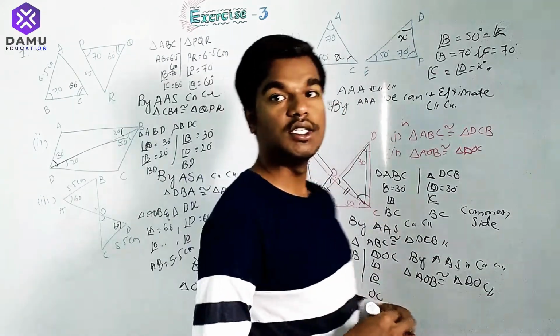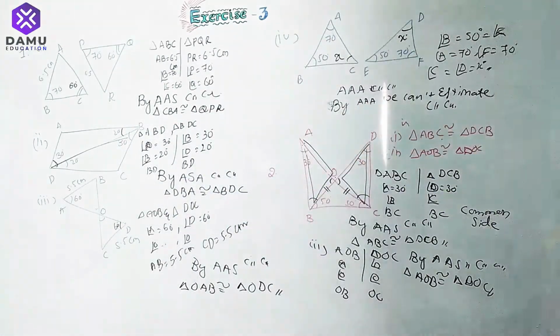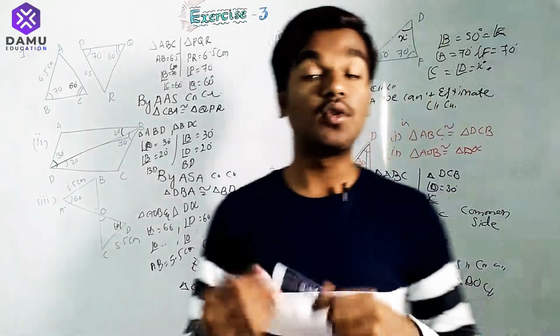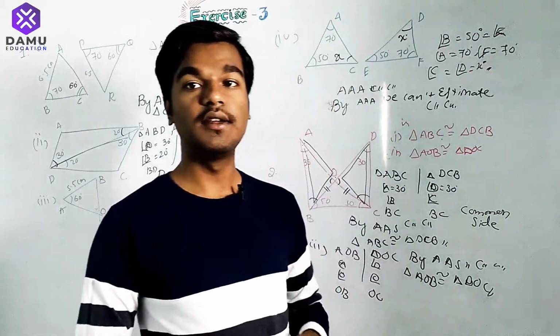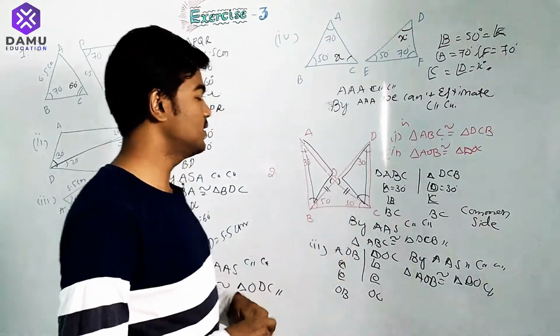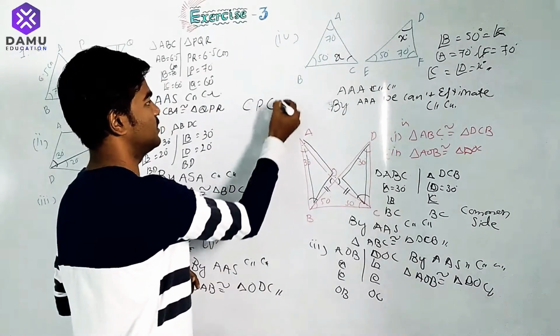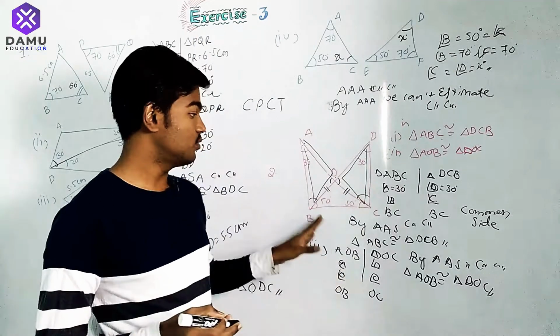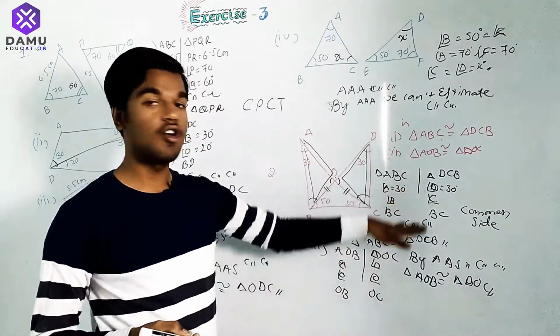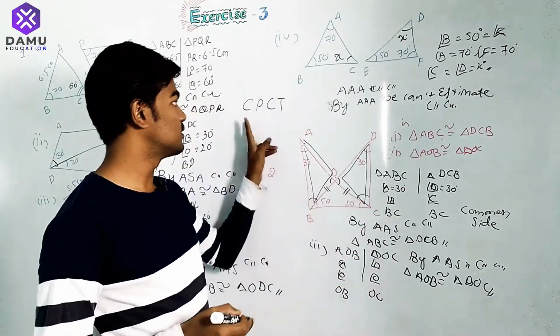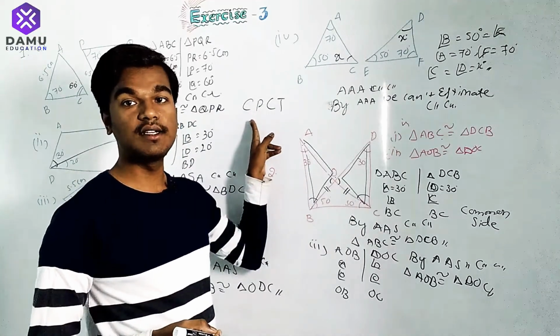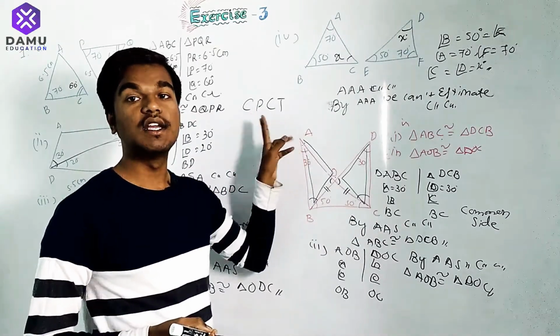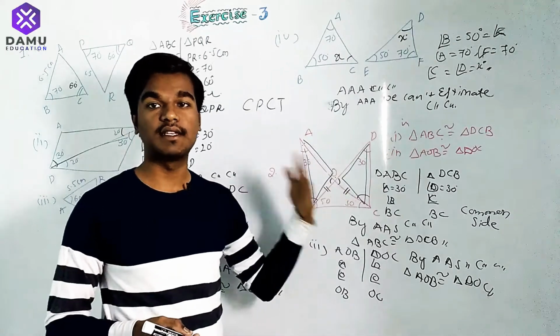Now identify the relation between corresponding elements. Corresponding elements means, first of all, you can write CPCT. What is meant by CPCT is corresponding parts of congruent triangles are equal. So all the angles and sides are parts, and you can write like this. CPCT is nothing but corresponding parts of congruent triangles. Corresponding parts are equal for the congruent triangles.